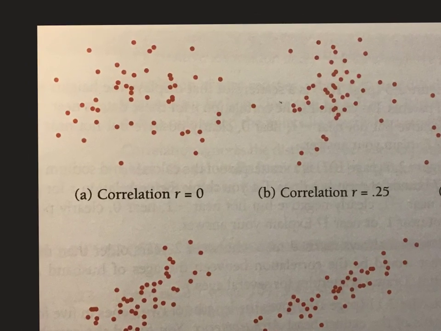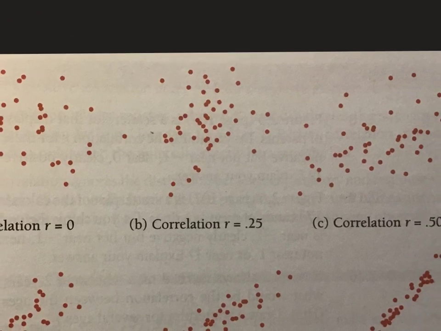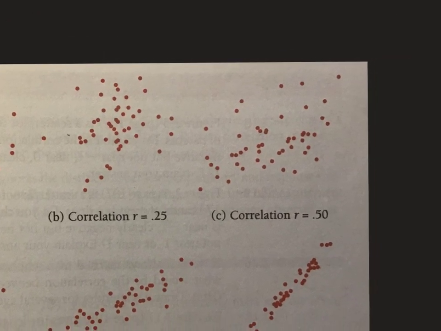R is 0 again, that first one. R is 0.25, that's really a low R, points still kind of everywhere. But look at 0.5. At 0.5, you can start seeing, one, it's positive. You can start seeing, you could probably draw somewhat of a line through there, even at 0.5.